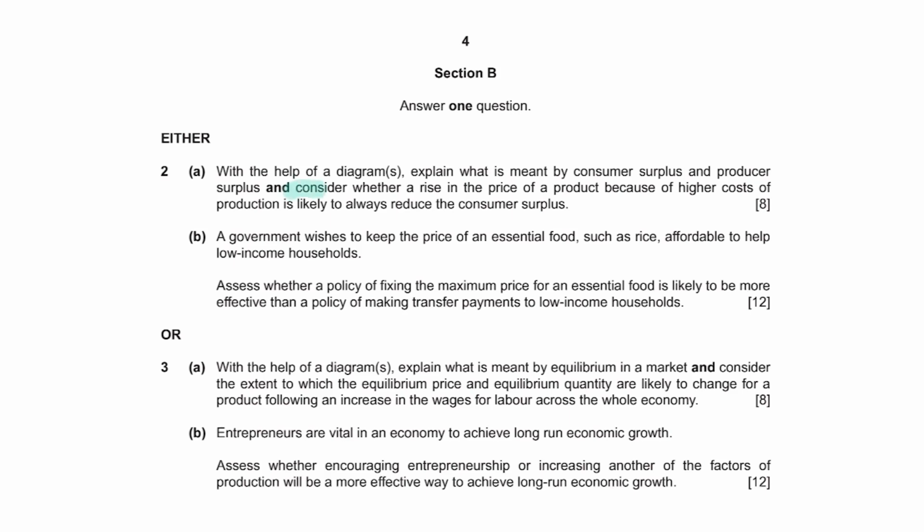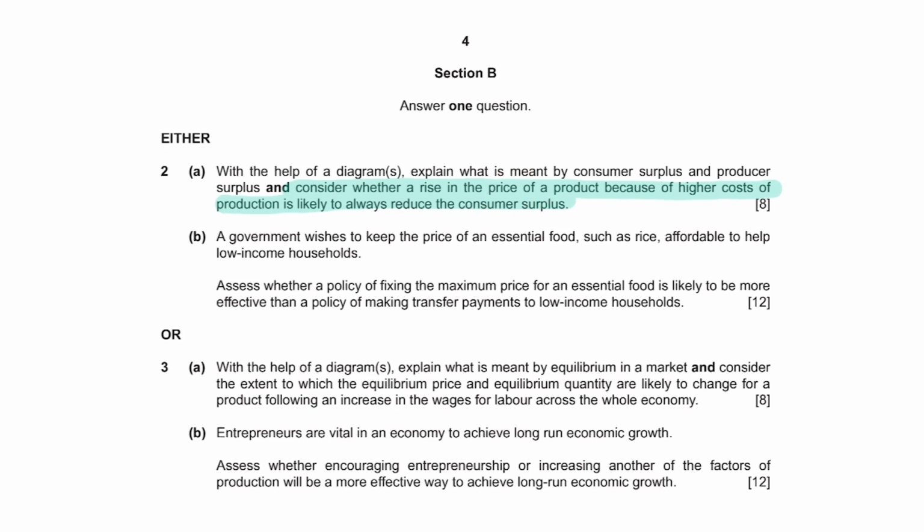Now look at this part. Consider whether a rise in the price of a product because of higher cost. This is, again, as I mentioned, your evaluation. This is where you need to talk about what are the conditions which are necessary, for example, in this case, for consumer surplus to go down because of a higher cost. In the first part of the question, with the help of diagrams, we're talking about what is consumer surplus, what is producer surplus. Then we talk about the conditions which will result in consumer and producer surplus. But then there is this part where you will be given 2 marks.